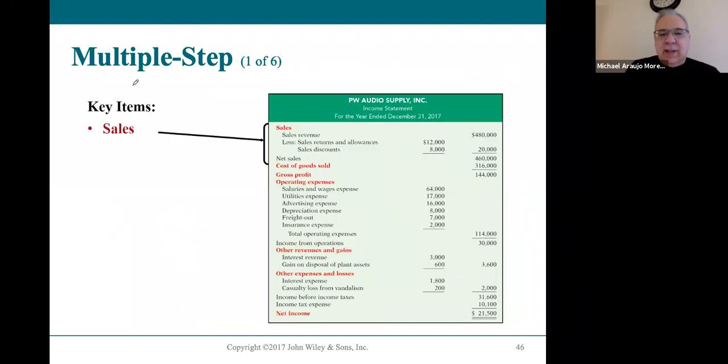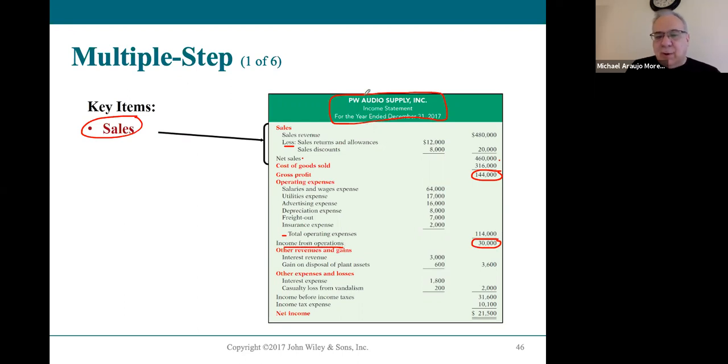Again, key things to understand: how do you calculate net sales? Remember, net sales is sales revenue minus sales returns and allowances minus sales discounts gives you net sales. This particular income statement is for PW Audio, our lovely business in the book here. So from our net sales, we subtract cost of goods sold. That gives us our gross profit. From the gross profit, all the operating expenses are subtracted out, and that gives us their profit from operating the main business.